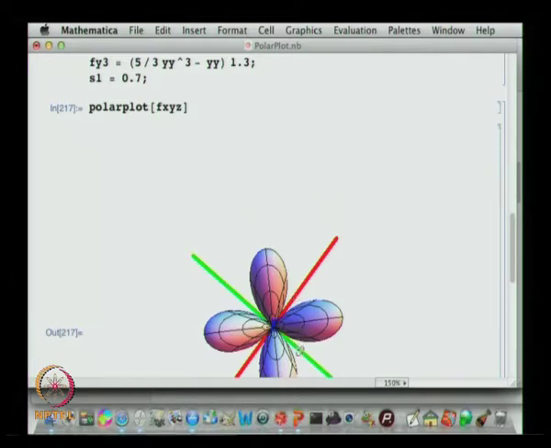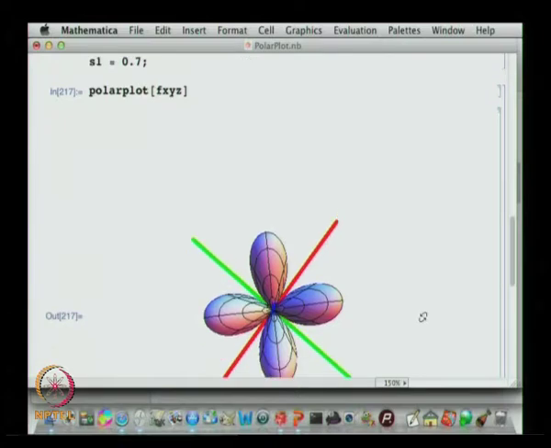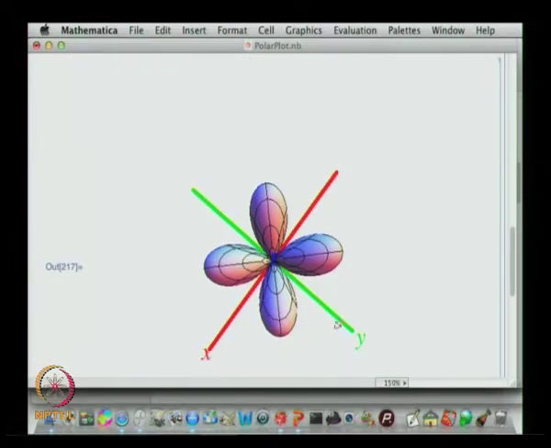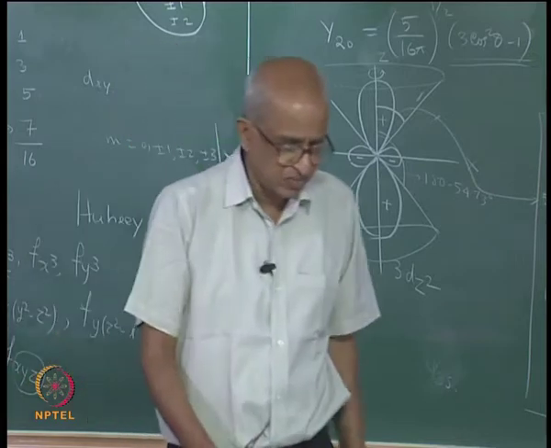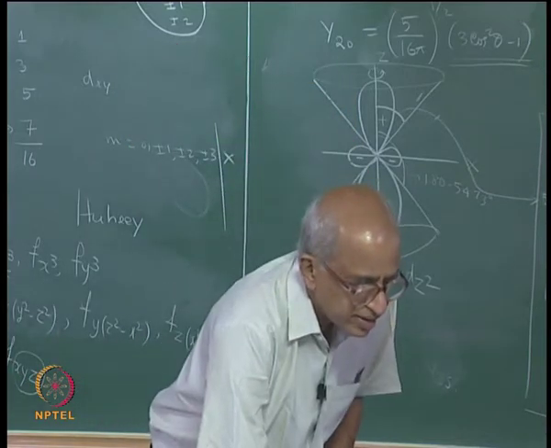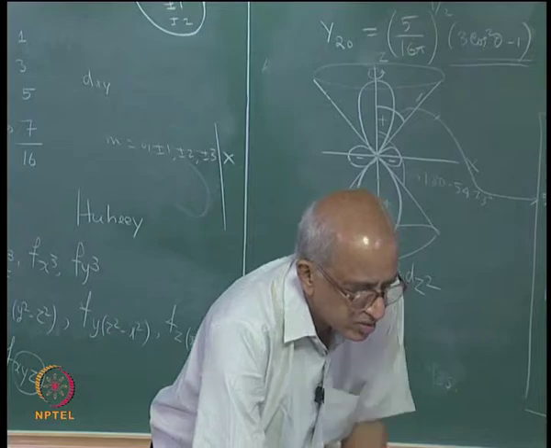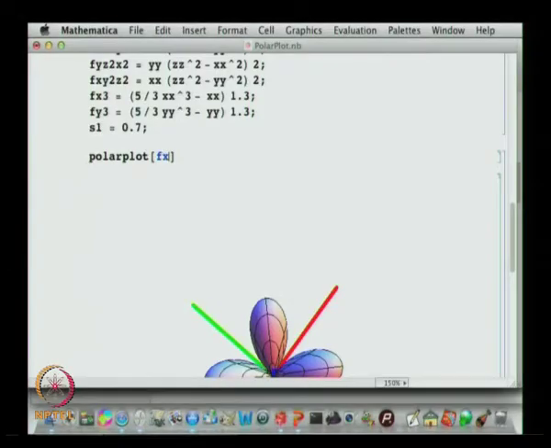Similarly, this is the y axis, the green color. Again the z and the y axis together form a nodal plane. So similarly, I can rotate it in any direction, and you would realize that there are 3 nodal planes. So let us now look at another orbital, what do you want to call it? Let us say f x y square minus z square.